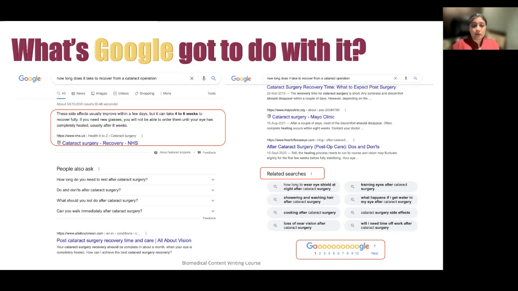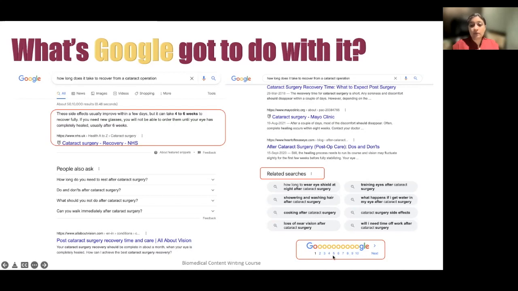So for a simple question, for maybe a patient who's been through the health system and just recovered from an operation like a cataract operation, they may want to know how long does it take to recover from a cataract operation. Google wants to help this person out, so they would put up information, usually in the form of blogs, that will help them find the answer to their question. And the blog that manages to answer the question in the best possible way gets the first place on a Google search page.